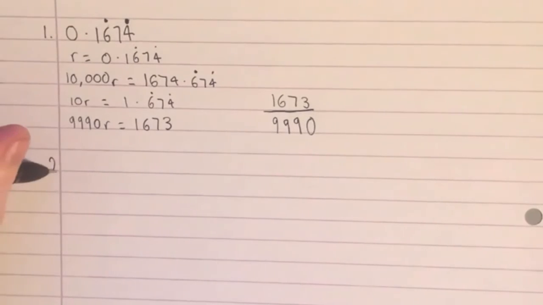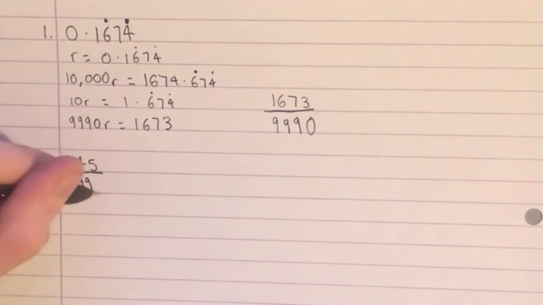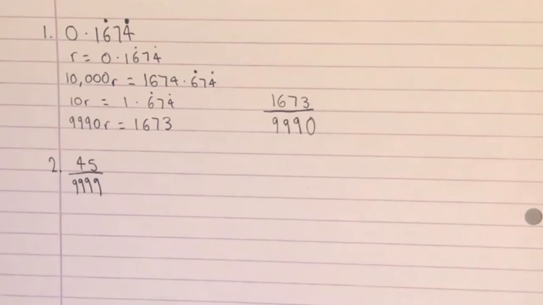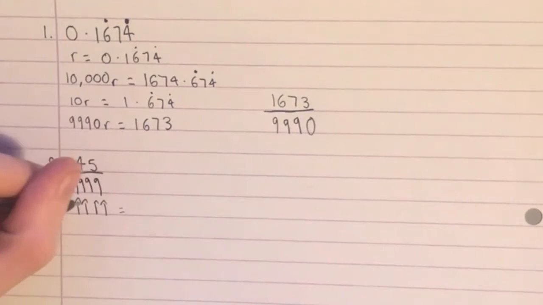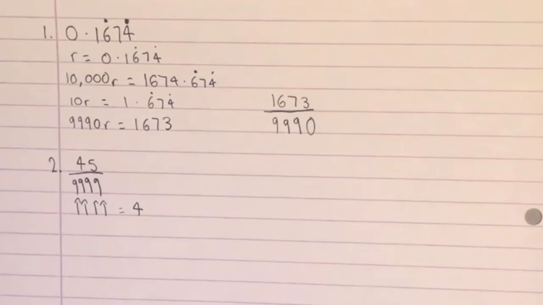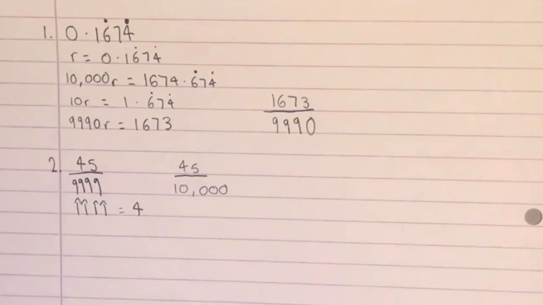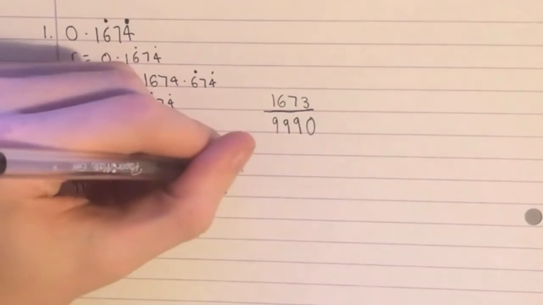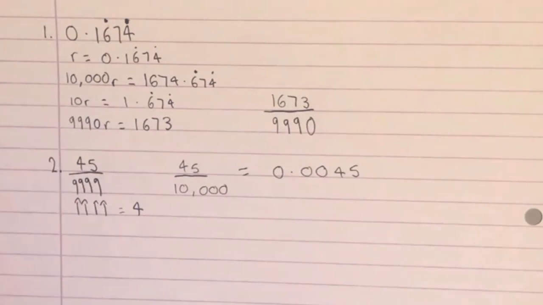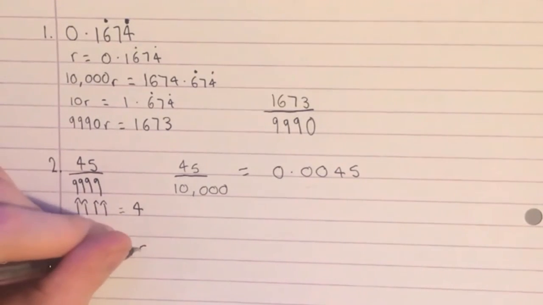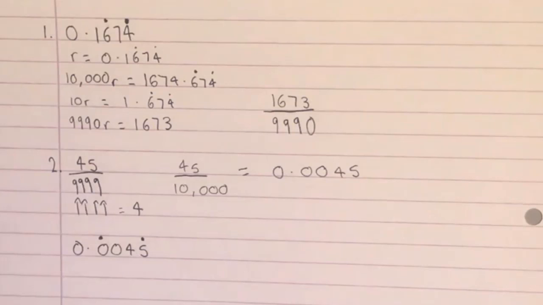Question 2. What is 45 over 9,999 as a decimal? First of all, we can see that four 9s have been used, so therefore this will have 4 decimal places per repeat. Now we round 9,999 to 10,000. Now we can work out the fraction for 45 over 10,000, which is 0.0045. Then we add the recursions on, and now we have the final answer of 0.0045 all recurring.